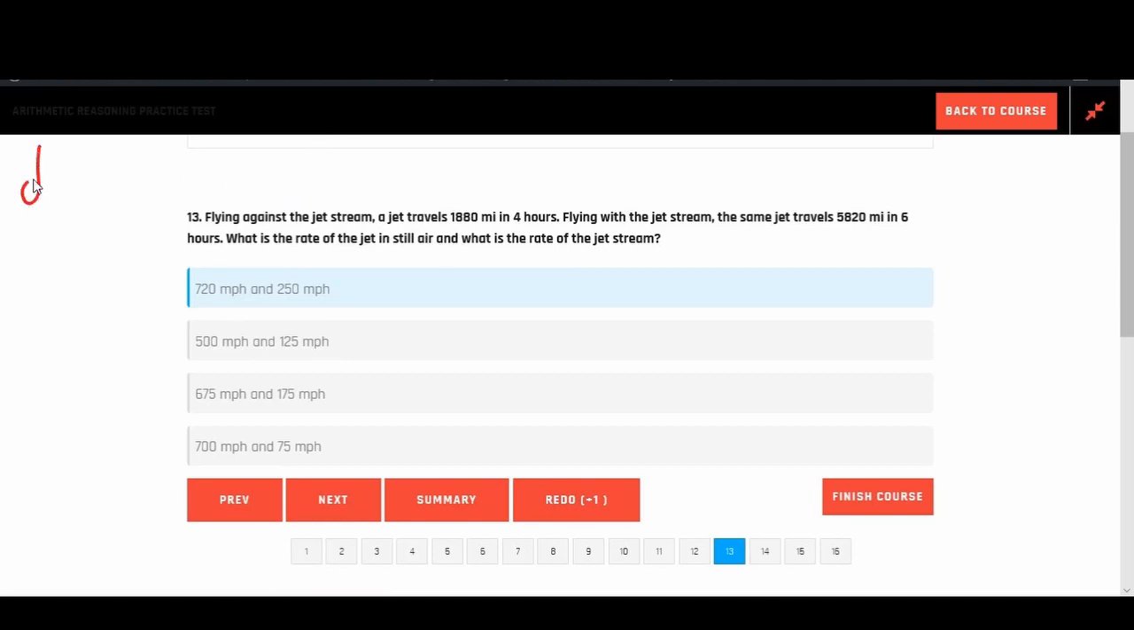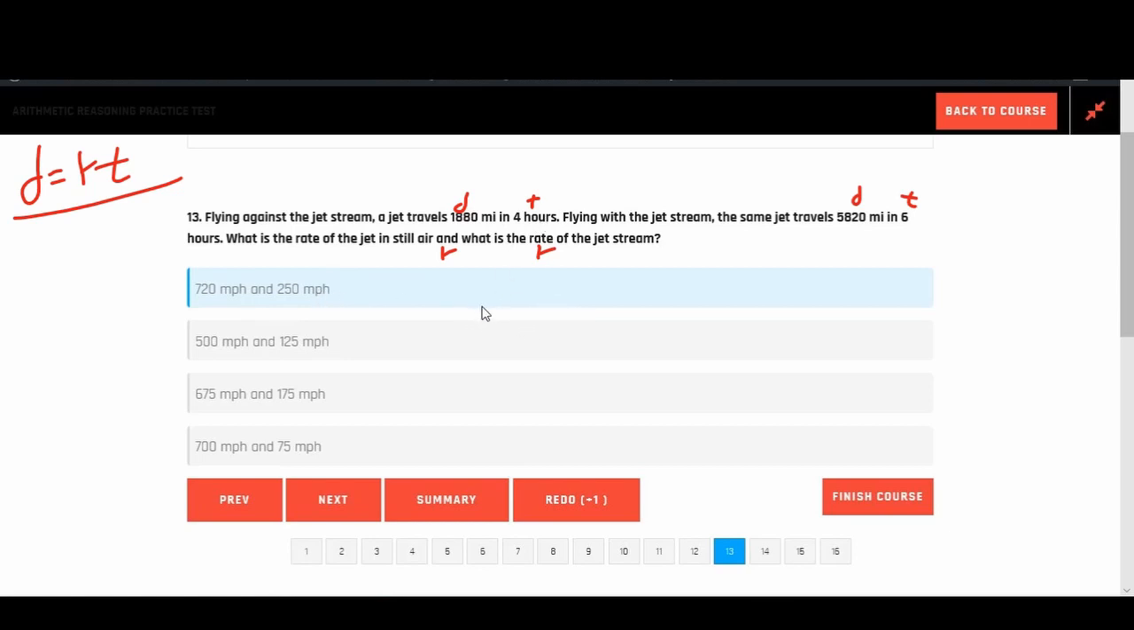So again, we should recognize that we have all the elements of the distance formula. We have distance, we have time, and we're being asked to find the rate of both the speed of the jet in still air and the jet stream. So we have all these elements, as we did 2 problems ago. We just have to figure out how to use the information we're given to solve this problem.